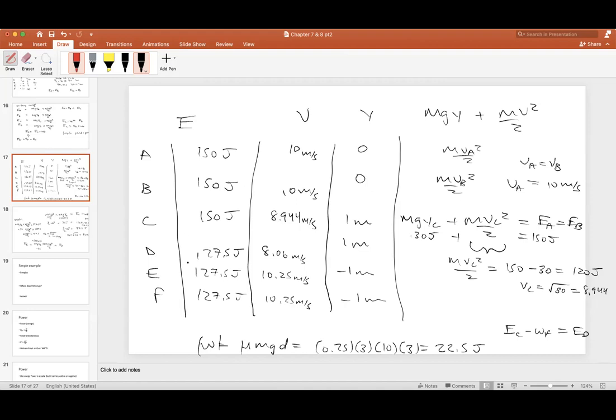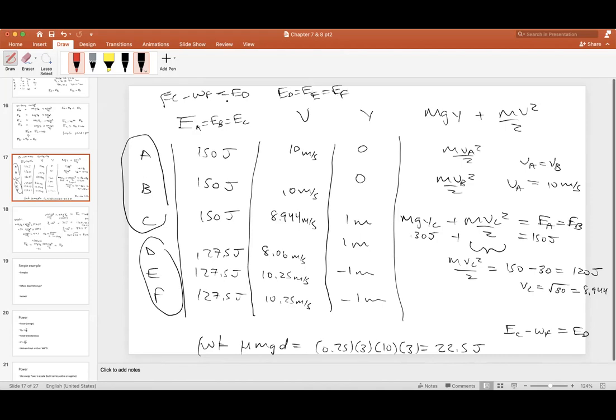So we had to handle the energy at C minus the work of friction is equal to the energy at D, and then these three are equal. So these three are equal, and these three are equal. But EC minus work of friction is equal to EB, right? So EA is equal to EB is equal to EC, and ED is equal to EE is equal to EF. And then you have this little problem where friction steals energy out of the system.